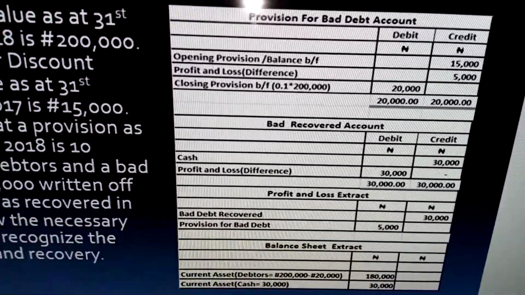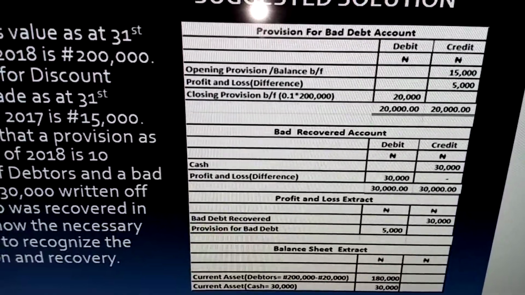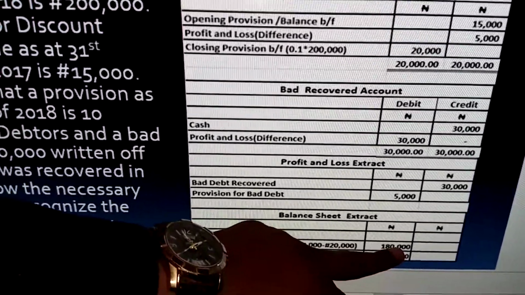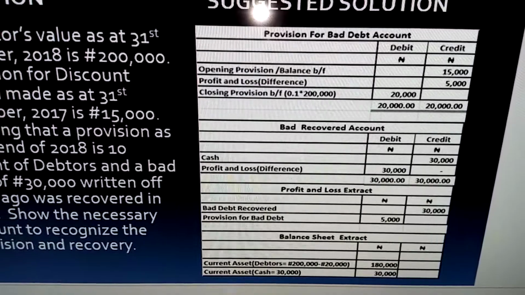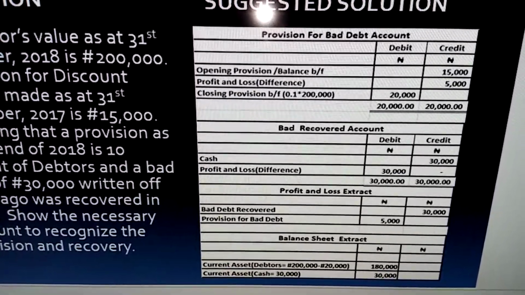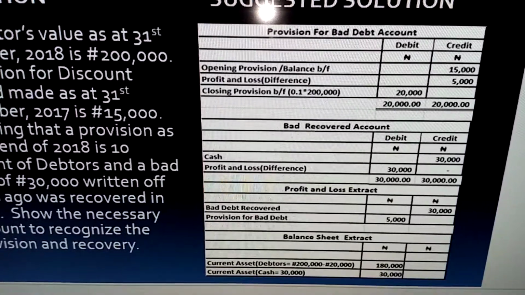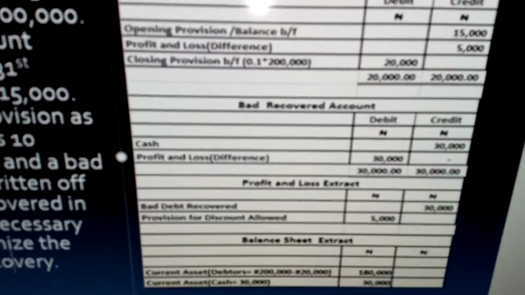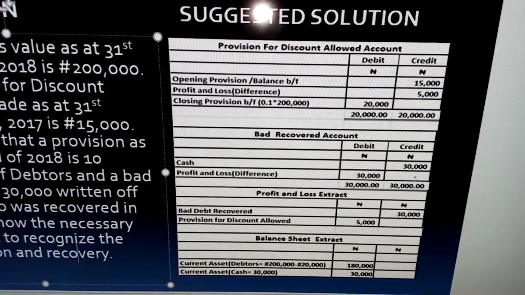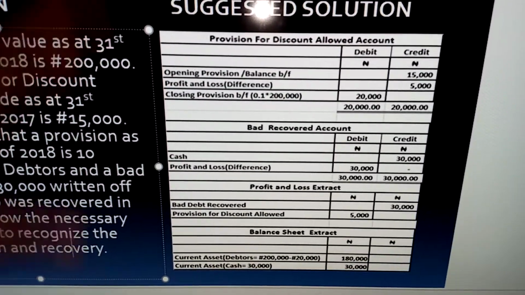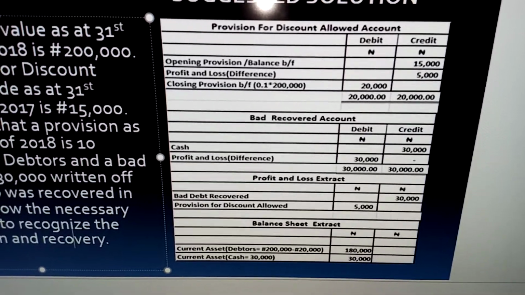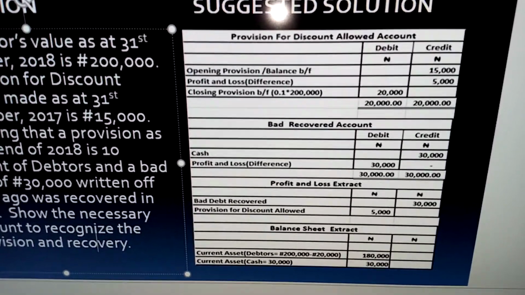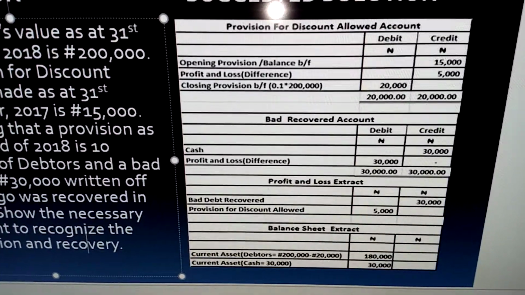So that will be 5,000 in the profit and loss extract. Okay. Now remember, in the balance sheet, the provision made at the end of the year will affect the debtor's value. So we have current assets 200,000 minus 20,000, which is 180,000. That is it for provision for discount allowed. Now you must understand, although discount allowed and bad debt technically have the same treatment, just that the name and the meaning are different, they mean two different things, but they have the same treatment.